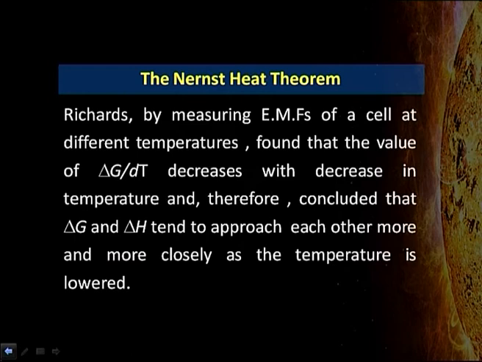Richards, by measuring EMFs of a cell at different temperatures, found that the value of d delta G by dT decreases with decrease in temperature, and therefore concluded that delta G and delta H tend to approach each other more and more closely as the temperature is lowered.